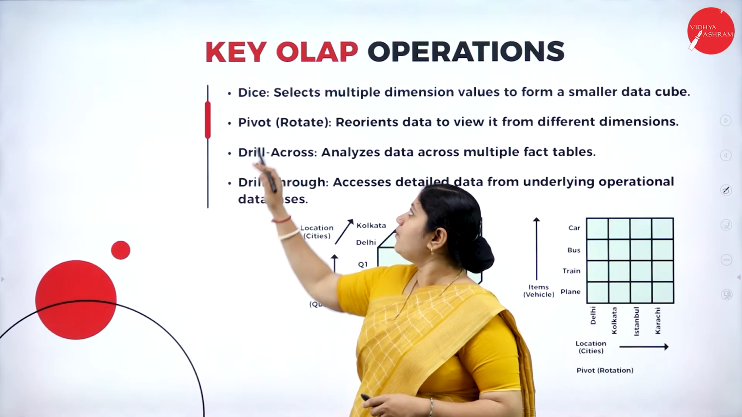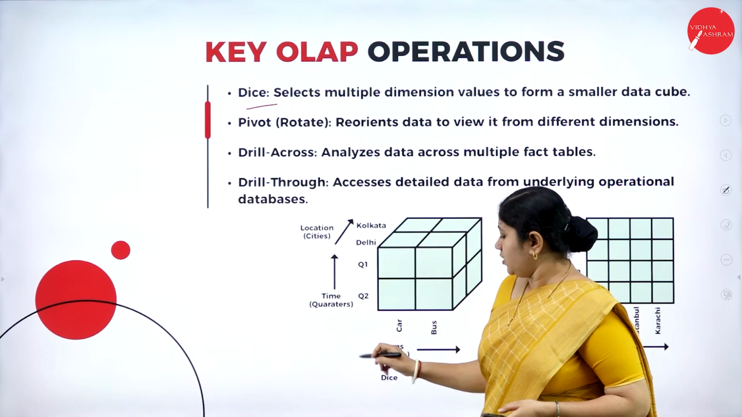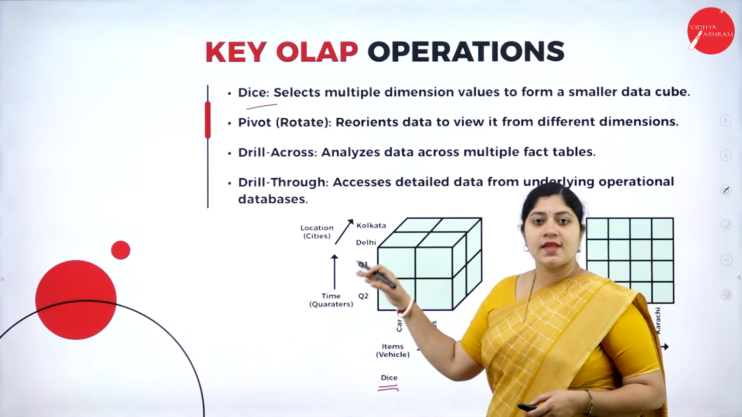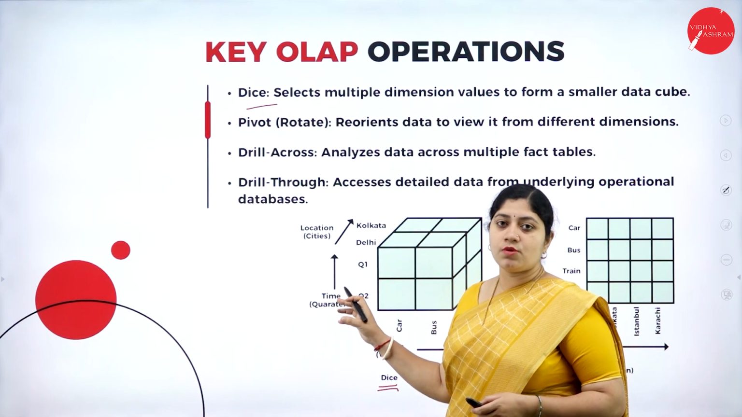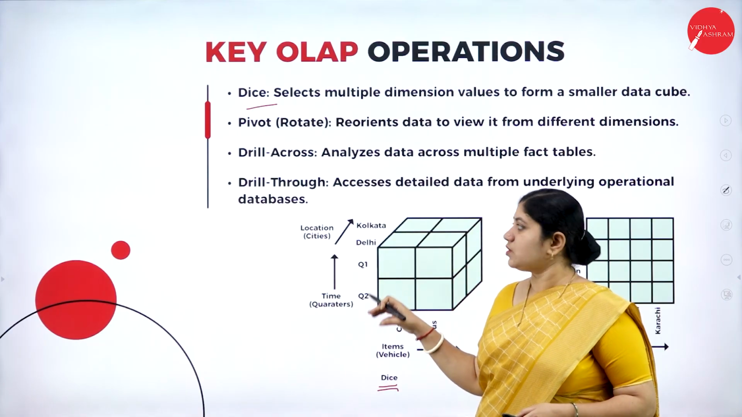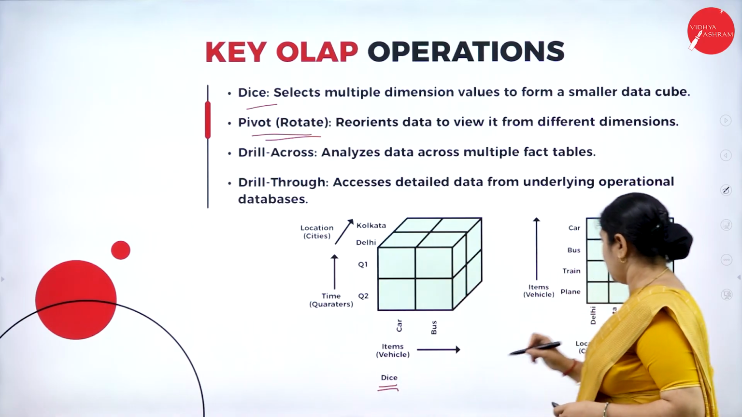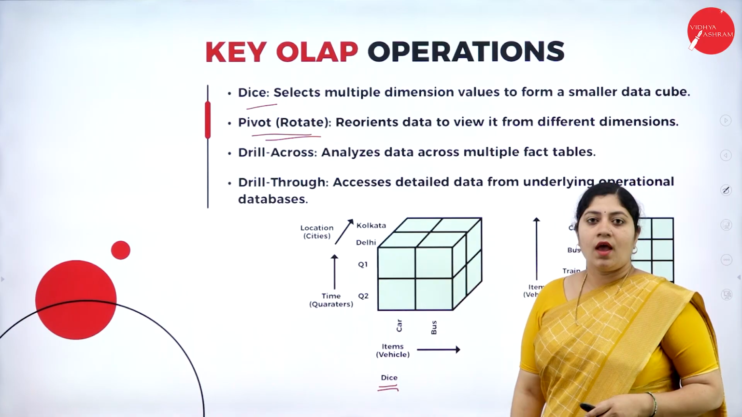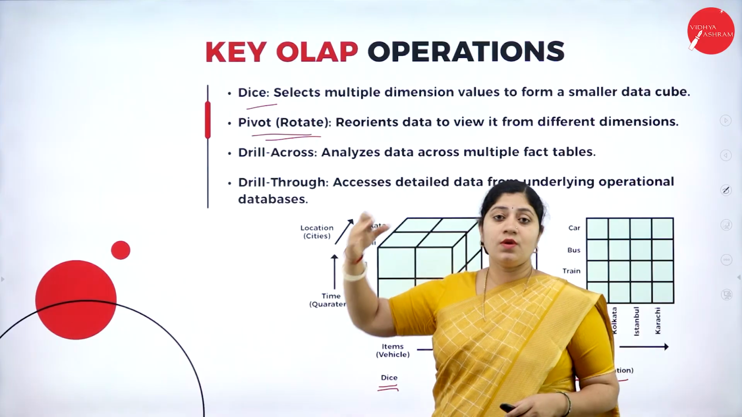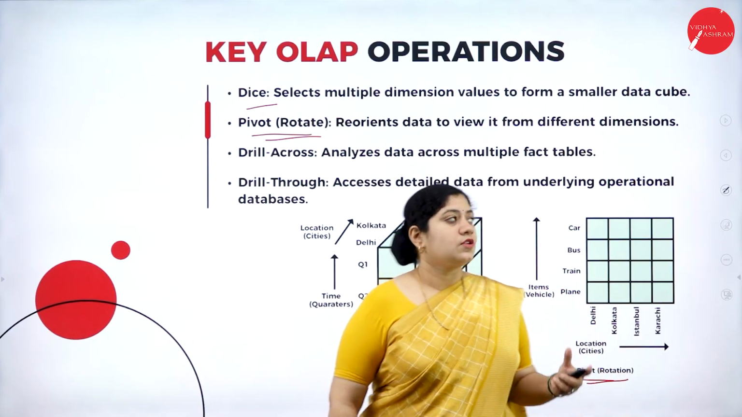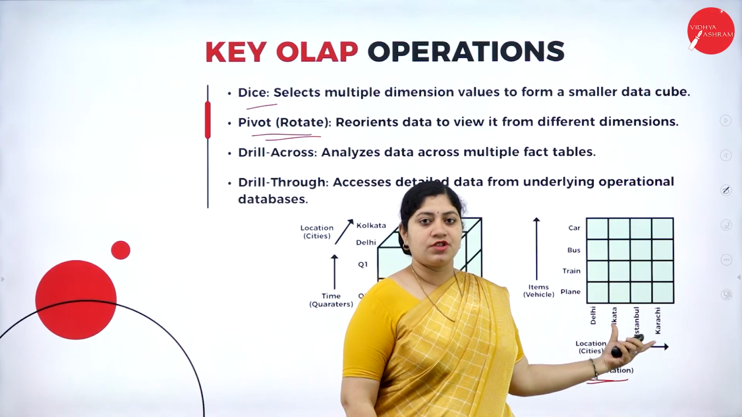The next type of operation is dice. Here we can observe that dice selects multiple dimensional values to create smaller cubes. The next one is pivot or rotate. As the name itself says, it reorients the data to view it from different directions.